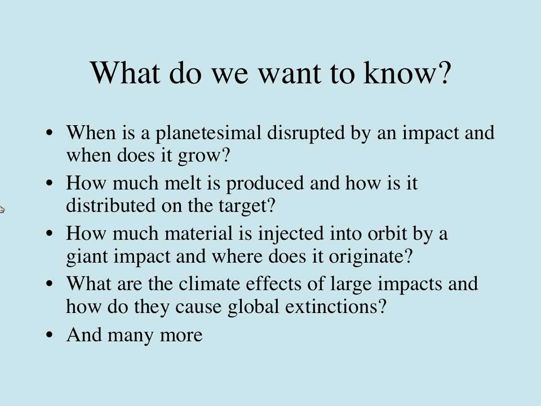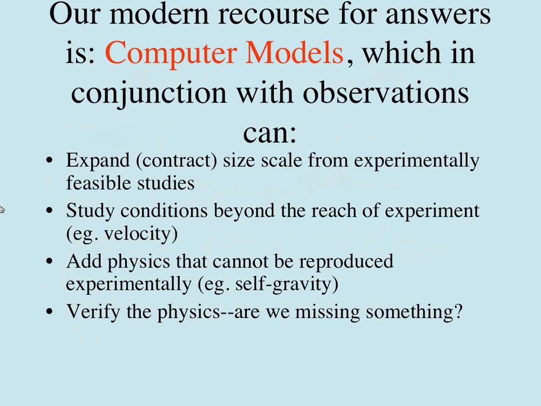And lacking the ability to do experimental work, what do we do? How do we answer these questions? How do we make any progress in understanding how our solar system came to be? Well, the modern answer, as you know, is computer modeling. What we can do with computer models is expand or contract the size scale from experimental studies. We can study conditions beyond the reach of experiment.